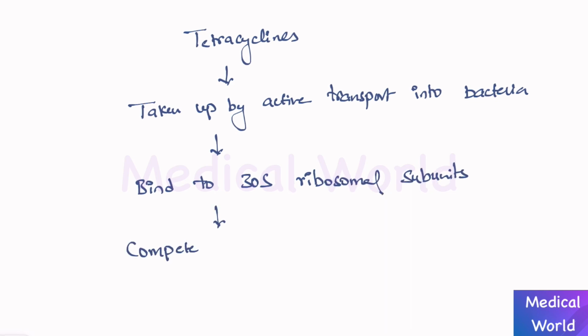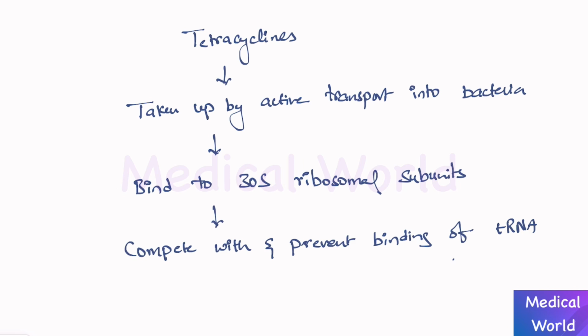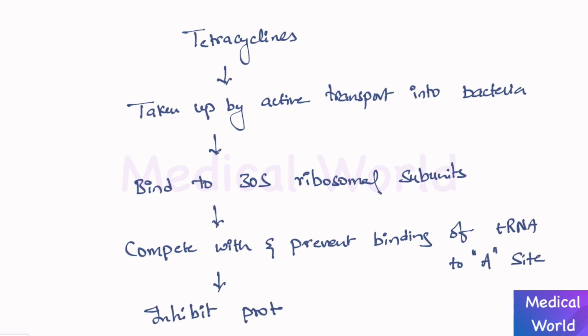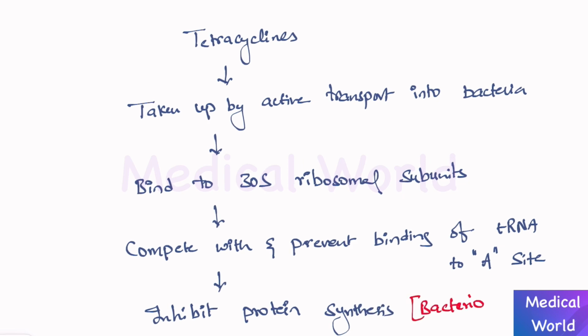After this, they bind to the 30S ribosomal subunit and attach to the A site so that they compete with and prevent binding of tRNA to the A site. So what is this A site? I will tell you in the next few minutes. In this way they inhibit protein synthesis. They do not directly kill the bacteria, they will stop the growth of bacteria.